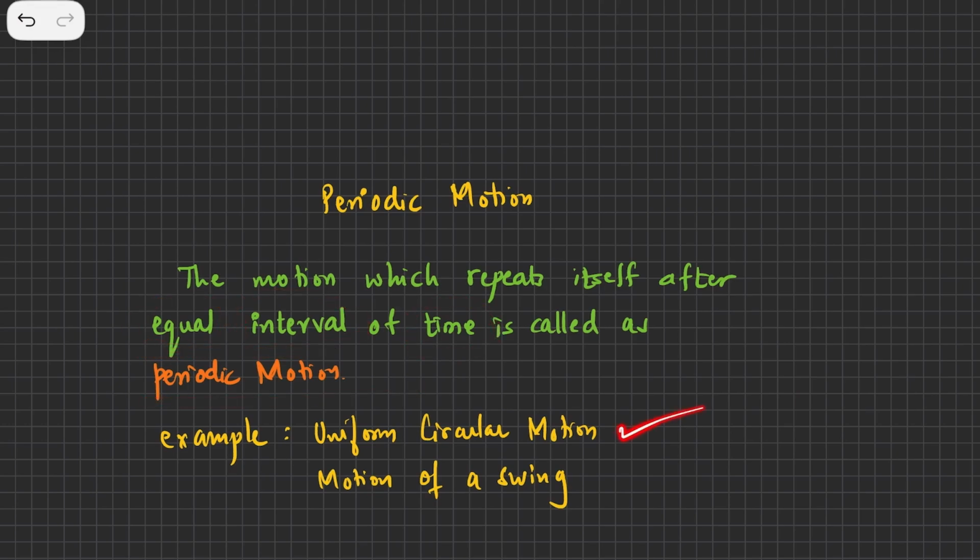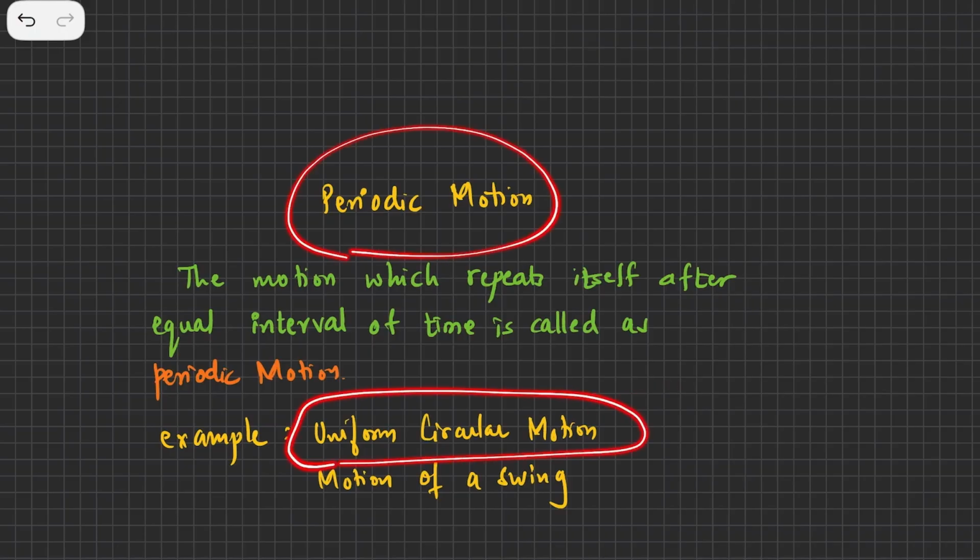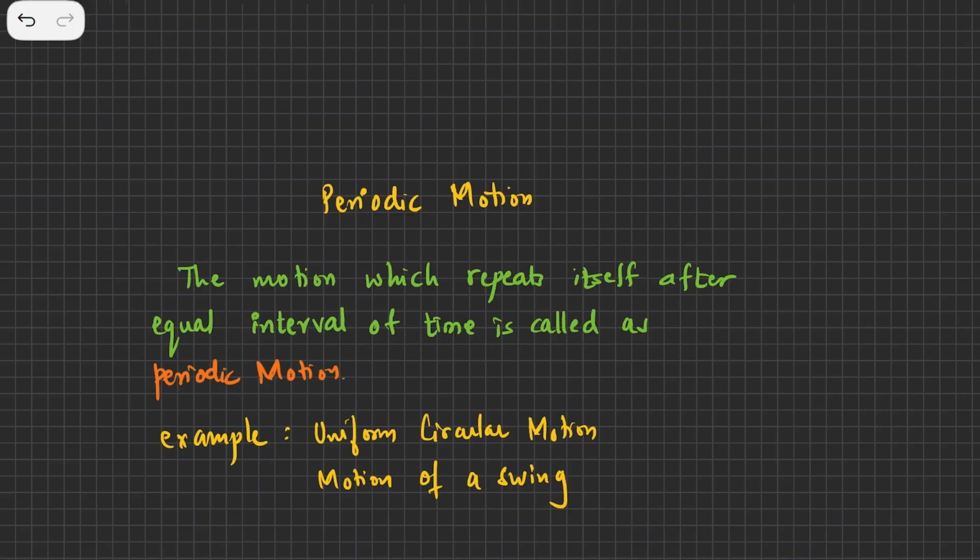And there are two examples here. There is uniform circular motion. A particle going round and round along the circumference of a circle with a constant speed is what is called uniform circular motion, and this is a periodic motion because it is repeating itself again and again in equal intervals of time. Or you can take the motion of a swing. The swing just keeps on going back and forth. It repeats itself after equal intervals of time, and that's the reason it is called a periodic motion.